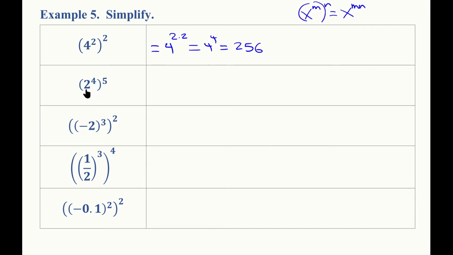All right, so here we have 2 to the 4, and then the whole thing raised to the power of 5. So yes, it's a power rule situation, so we can apply the rule. So we get 2 to the power of 4 times 5, which is 2 to the power of 20. Now, be careful and don't try to do this in your head. Unless you are one of those people who can do that. I can't. But anyway, this is a really large number.